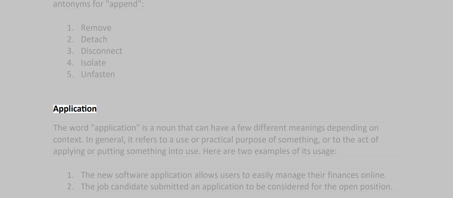Application. The word application is a noun that can have a few different meanings depending on context. In general, it refers to a use or practical purpose of something, or to the act of applying or putting something into use. Here are two examples of its usage. 1. The new software application allows users to easily manage their finances online. 2. The job candidate submitted an application to be considered for the open position.